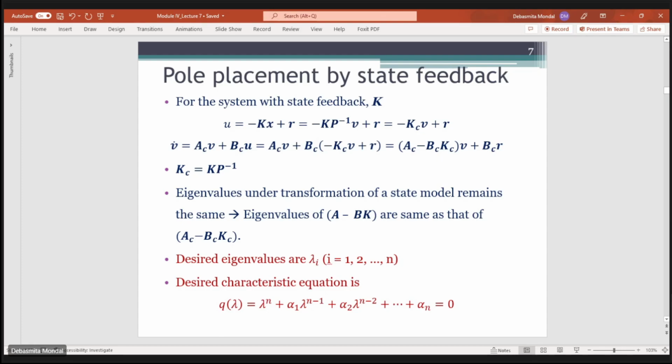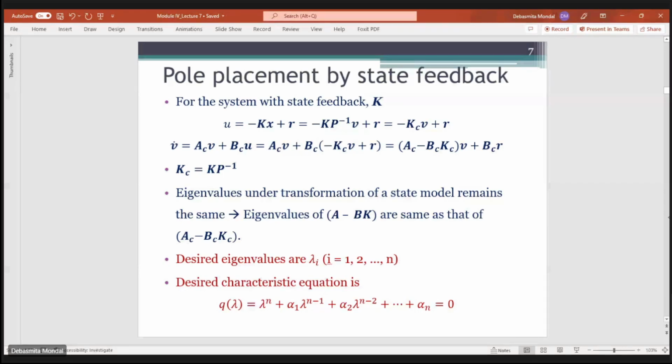As we already know, if you transform a state model using some linear transformation, the eigenvalues of the state model don't change. So the eigenvalues of A minus BK before the transformation will be the same as the eigenvalues of the transformed system, that is Ac minus Bc into Kc. These two sets of eigenvalues will be the same.